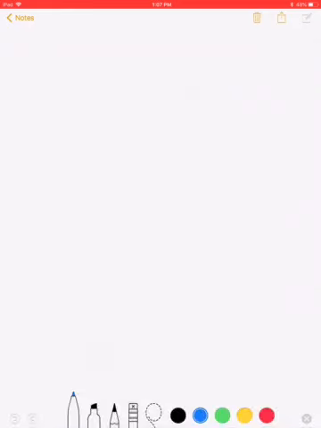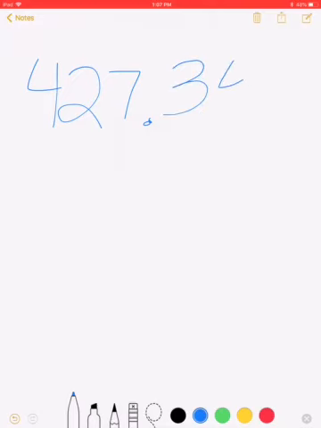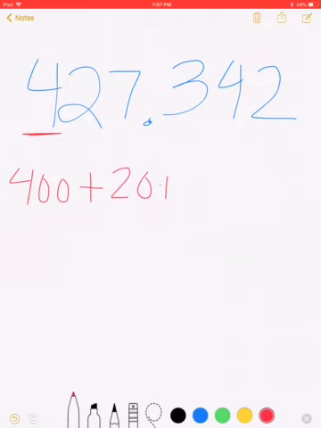Let's look at a little bit bigger of a one. So let's say we have 427 and 342 thousandths. Again, I'm just going to take it place value by place value. This first one is worth 400. The 2 is worth 20. The 7 is worth 7. This is where it gets interesting. I'm after the place value, or after the decimal point, so I have to put my decimal. That 3 is worth 3 tenths. That 4 is worth 4 hundredths.